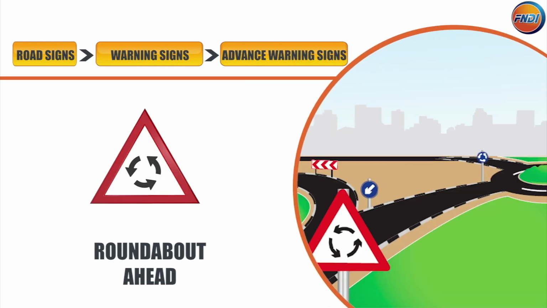Roundabout ahead. This sign indicates the presence of a roundabout ahead. Roundabouts are different from an intersection, as the traffic moves around a circular island. It can be found on single or multiple lane roads. This sign is used to warn drivers that they are approaching a roundabout, so they must position their vehicles in the proper lane according to their direction. It is advisable not to overtake after this sign.